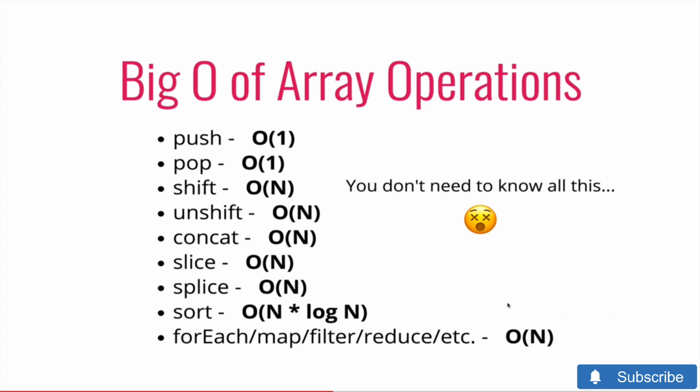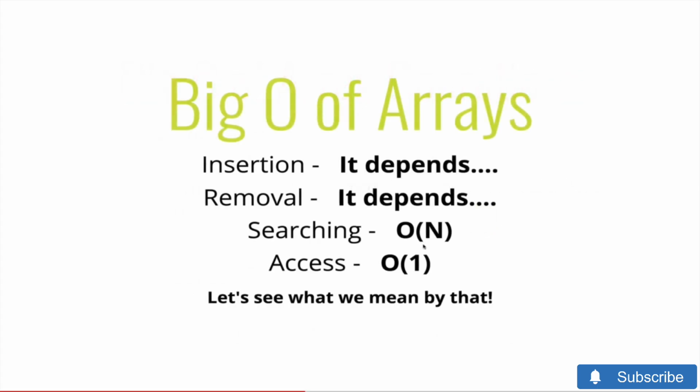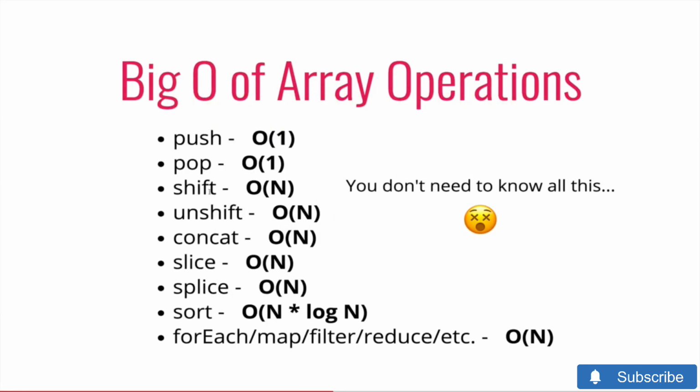Sorting takes longer. And then push and pop are super fast, just like with basic accessing using an index. Super fast as well, constant time, and they're much faster than adding and removing from the beginning, as we've talked about. Okay, so that's a lot. And remember, you do not need to know all of this.